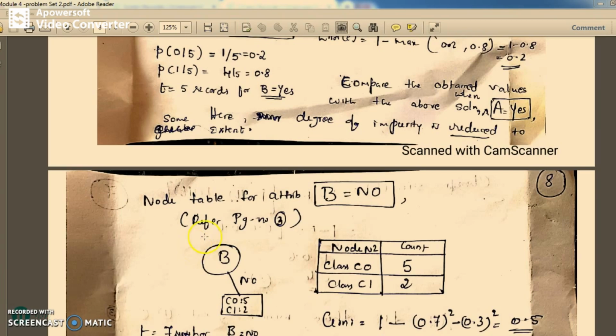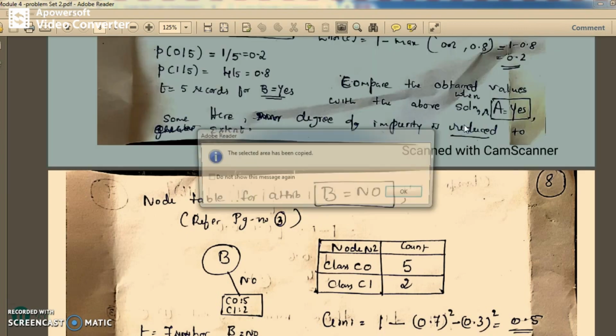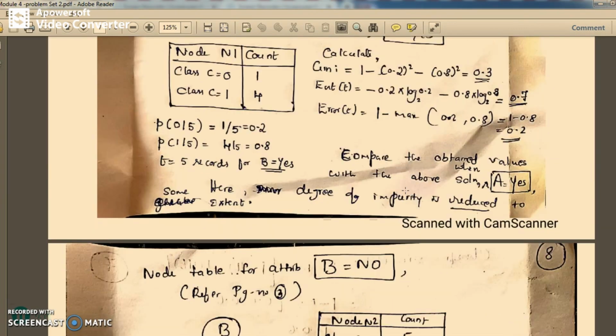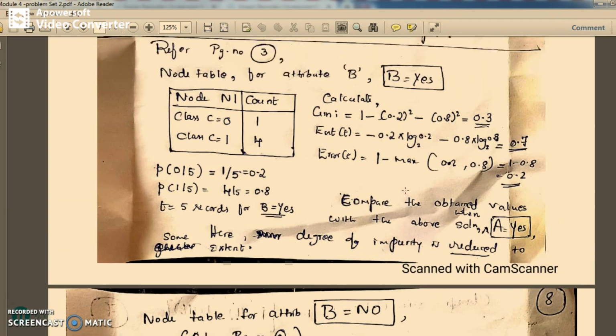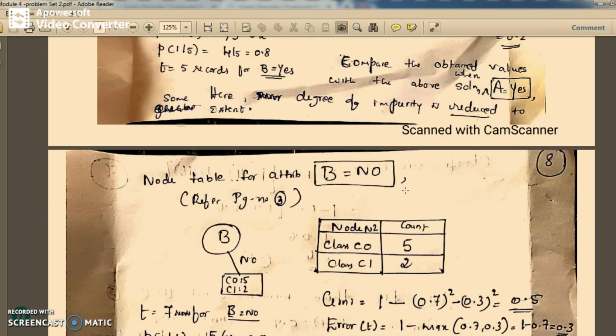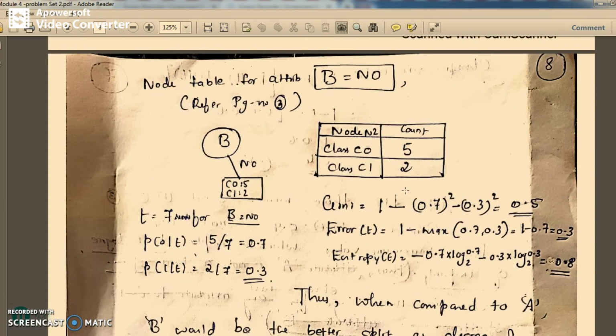Here we'll compare the degree of impurity. Here what we find is node B. Compare.